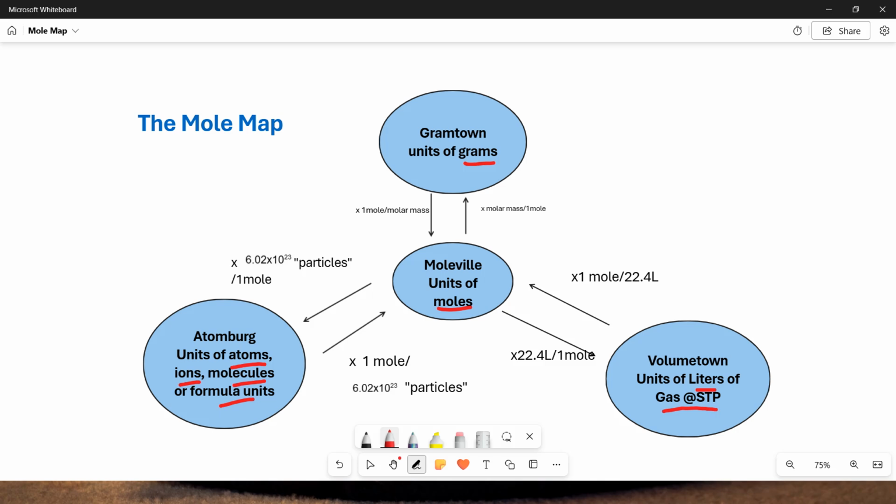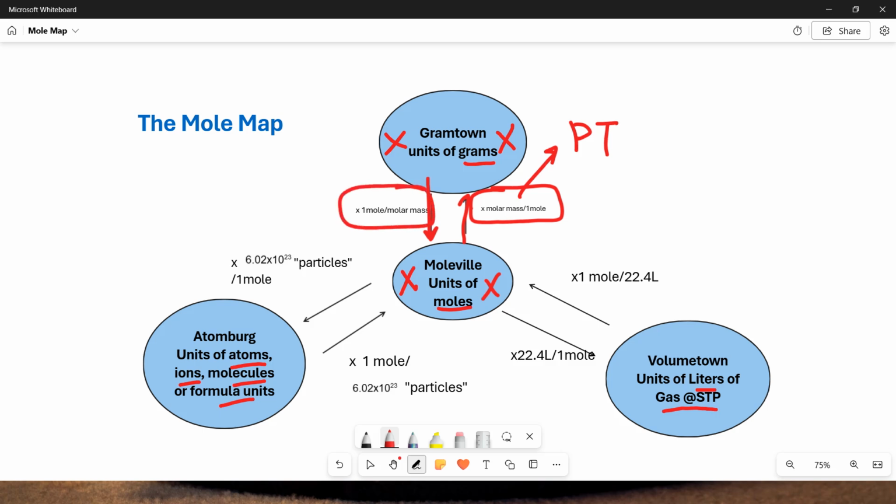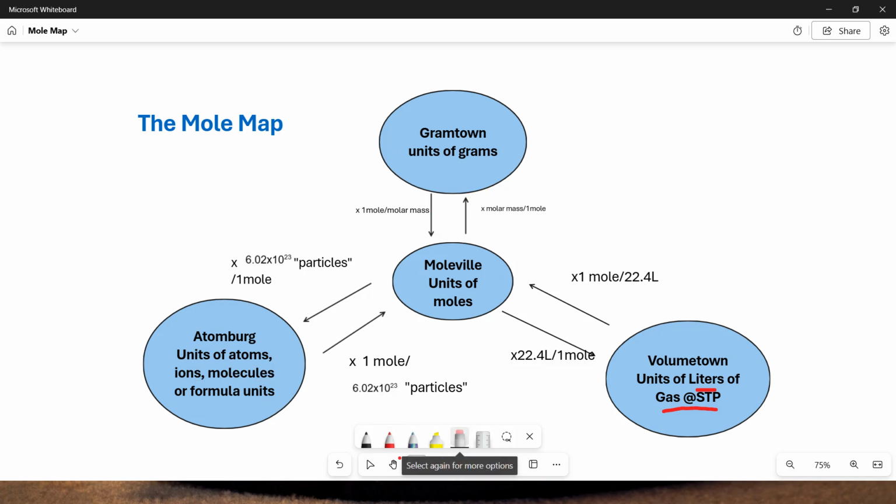So how do we go between the different towns? Well, if I'm in Moleville and I want to go up to Grahamtown, you can see there is an up arrow that I'm going to follow, and it tells me to multiply by a relationship to convert the unit. It says to multiply by the molar mass, which in part one we talked about coming from the periodic table, over 1 mole. And if I'm in Grahamtown and I want to go to Moleville, I'm going to multiply by the relationship for the down arrow, which is just the reverse of the up arrow, 1 mole over molar mass.